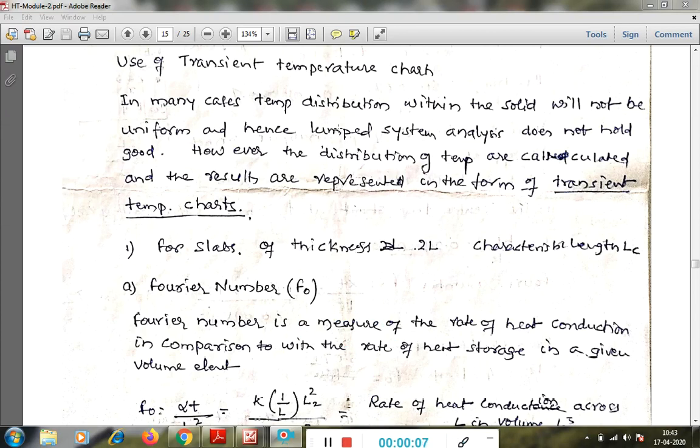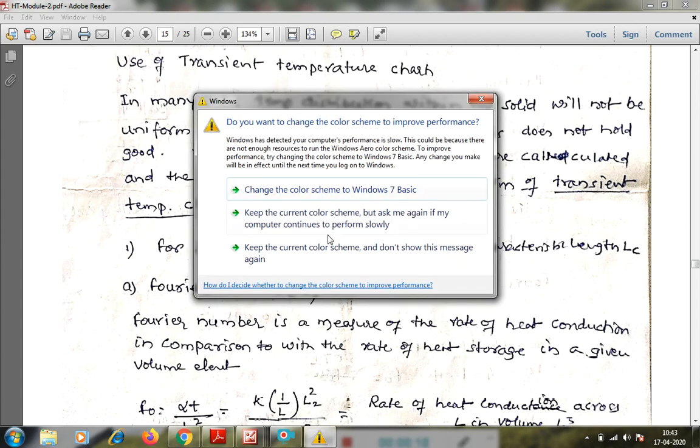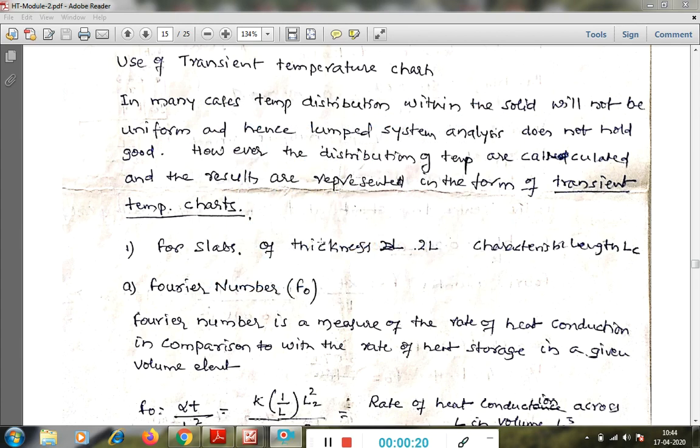Hello students, today I will discuss the use of transient temperature charts for solving transient heat conduction problems. Previously we used the lumped system analysis when the Biot number is less than 0.1, that is the case of negligible internal temperature gradient. If we consider a temperature distribution throughout the system, then we have to use the transient temperature charts for solving the transient heat conduction problems.